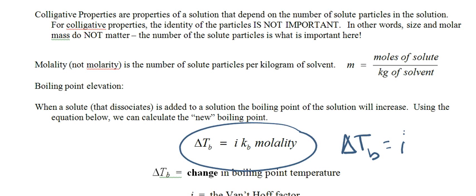And one thing that dissociates is ionic compounds. If we have an ionic compound or an electrolyte, that's another common term that's used quite a bit, then we want to look at the way that this dissociates so that we can determine the van't Hoff factor. And we'll do that in the calculations. The Kb is a constant.